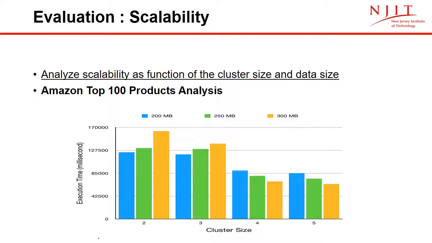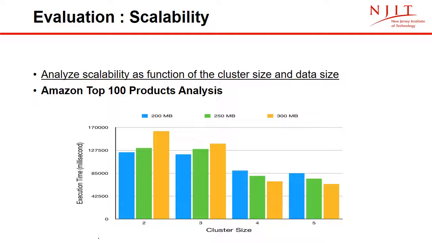This is the analysis of scalability as a function of different cluster size and different data size. Actual data size is 300 megabytes. So we did analysis on the data set of size 300 megabytes, 250 megabytes and 200 megabytes for cluster size of 2, 3, 4 and 5. That is the number of virtual machines in master-slave node architecture.